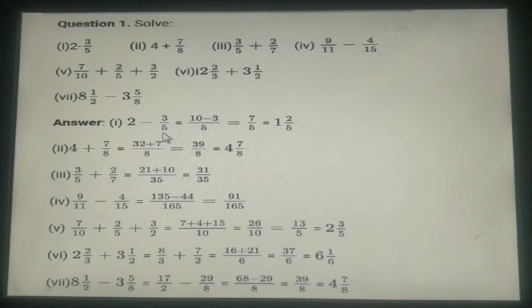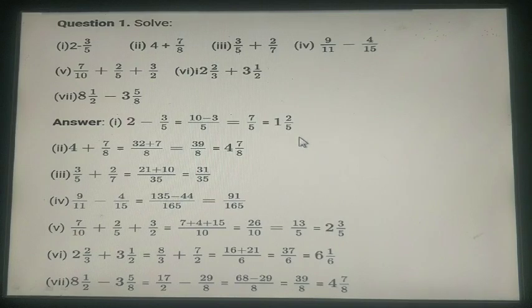The denominator 5 has to be written as 5. 5 multiplied by 2 will give you 10 minus 3. Because 5 divided by 5 is 1 only, 1 into the numerator 3 will give you 3. So your answer will be 10 minus 3 equals 7 by 5, which you will further convert and write in the improper form, that is a mixed fraction form, 1, 2 by 5. So the answer for 2 minus 3 by 5 equals 1, 2 by 5.